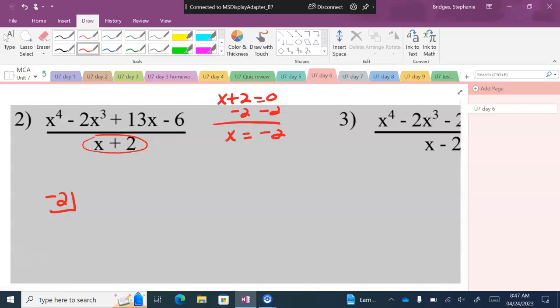Now, here's where we have to be careful setting it up. What's the highest degree term? x to the fourth. What's the coefficient in front of it? 1. So if I started with x to the fourth, then the next one would be x to the third.